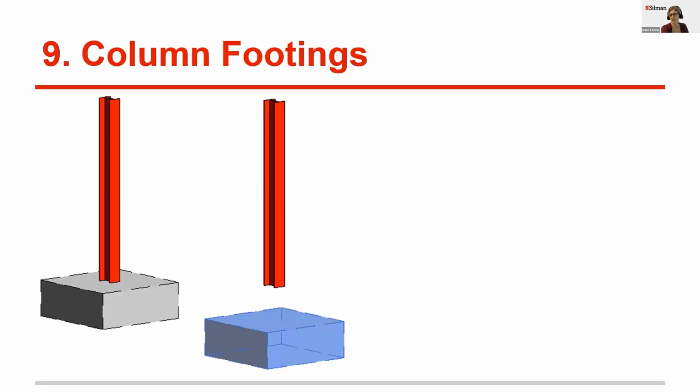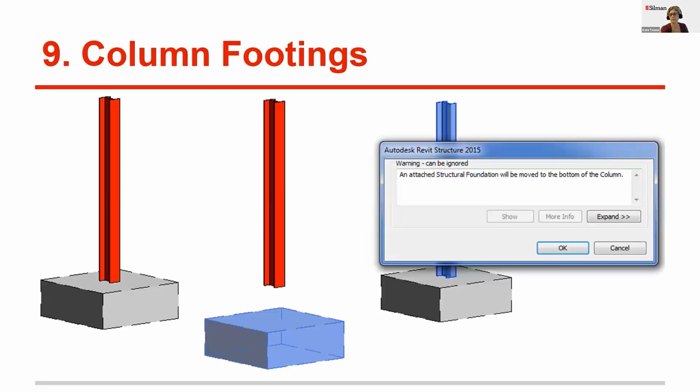The reverse situation, you need to move the footing up 2 feet. So you grab the footing, you move it up 2 feet. And it's like, no, just kidding. I'm going to put it back at the bottom of the column because I know footings go under columns. Well, how do you get around that?